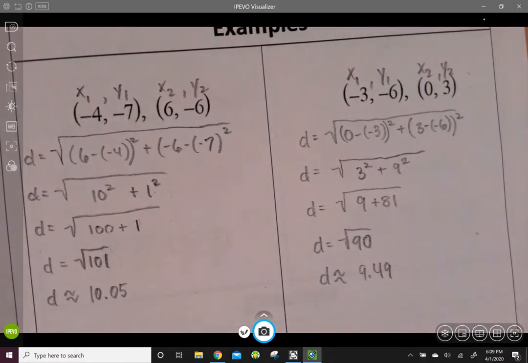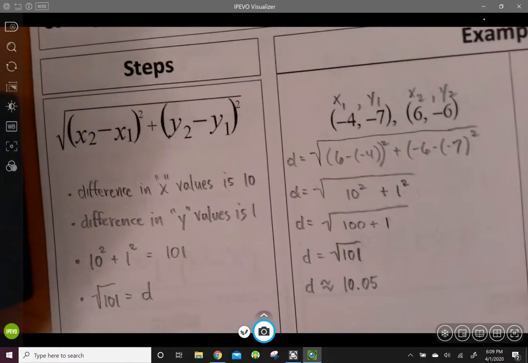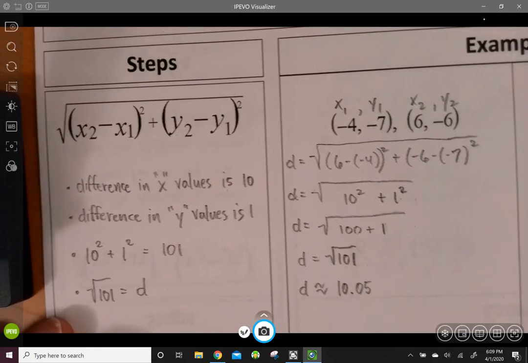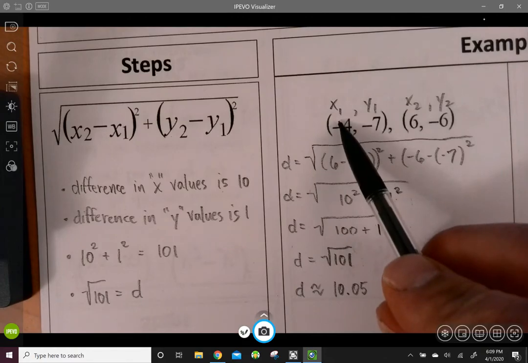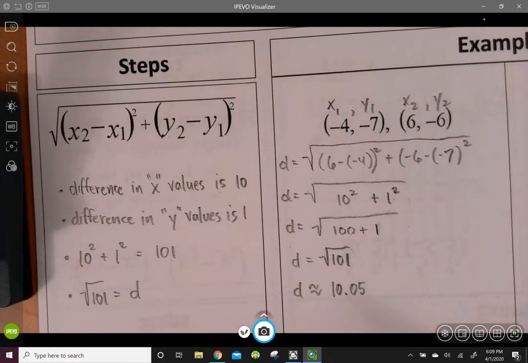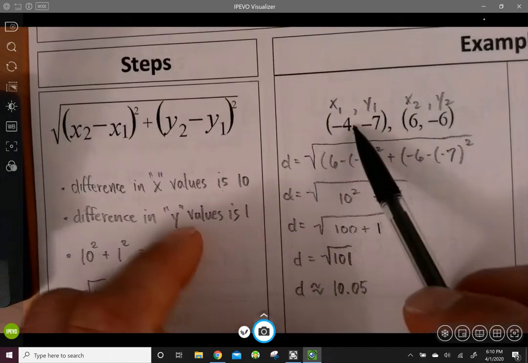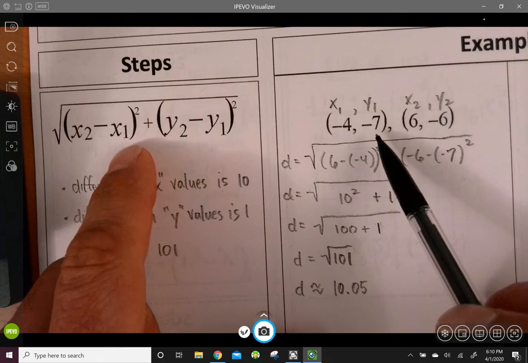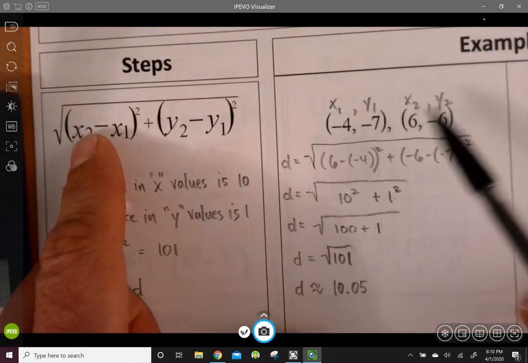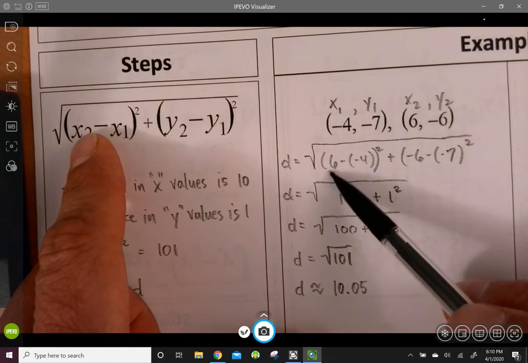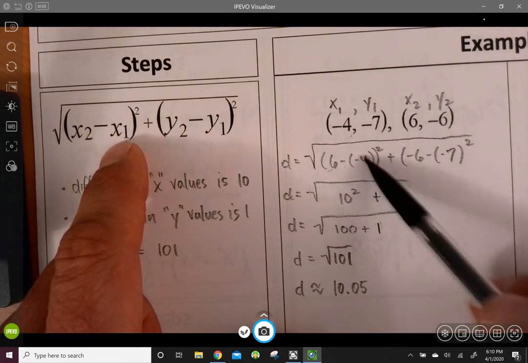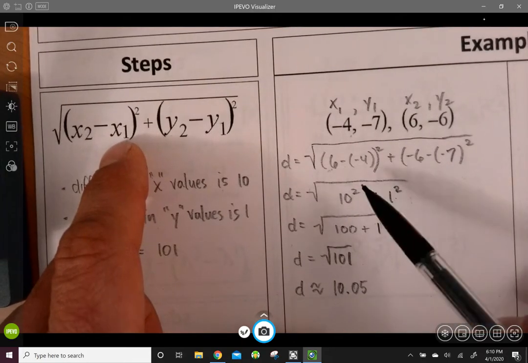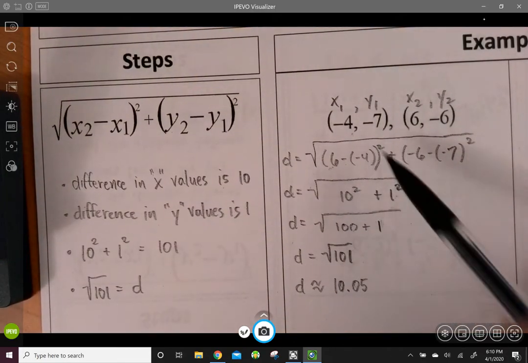Alright, so here again, we're going to use the distance formula, right? So I've labeled my points x1, y1, x2, y2. It just keeps my thoughts organized, and then I plug all these values into this equation right here. So first I take x sub 2, which is 6, and I plug that in, and then I subtract x sub 1, which is negative 4. And when I subtract a negative, I'm actually adding, so that's 10 squared.